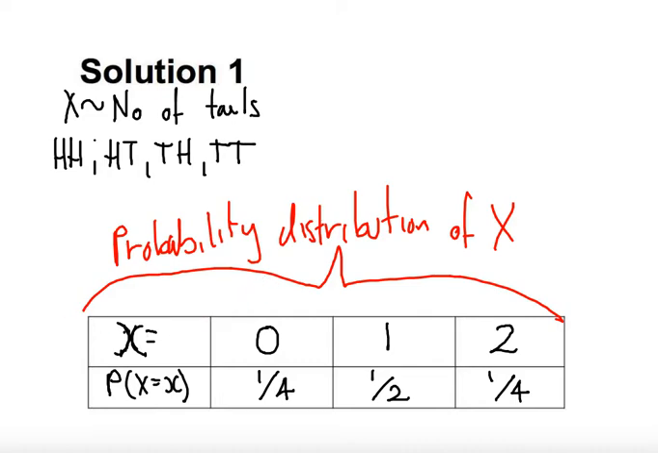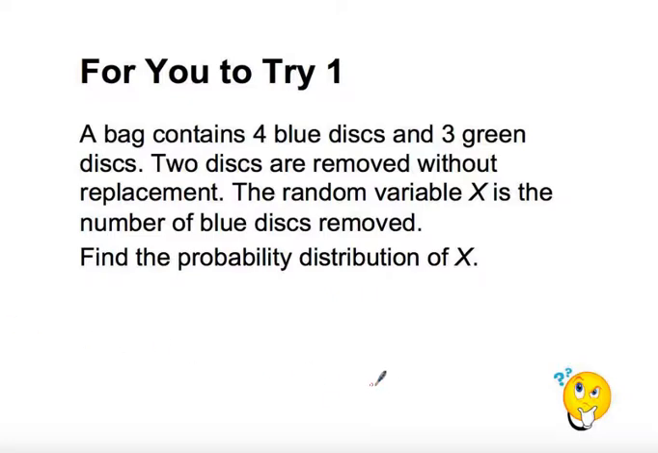Okay, so let's have a look at one for you to try now. A bag contains 4 blue discs and 3 green discs. 2 discs are removed without replacement. The random variable x is the number of blue discs removed. Find the probability distribution of x. Okay, so at this point what I want you to do is stop the video and try this out for yourself.